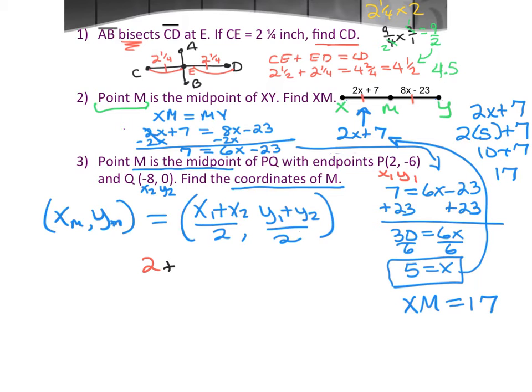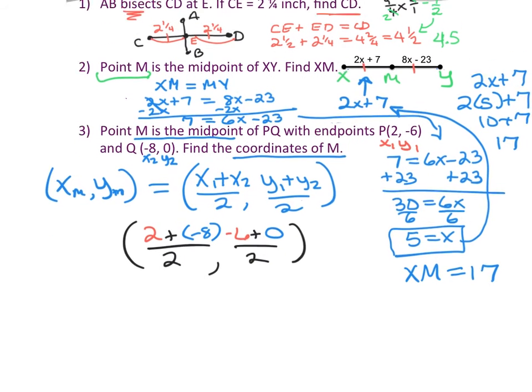My x2 is negative 8, and then it's divided by 2. Then I'll do the same thing for the y. y1 is 6, negative 6, plus y2, which is 0, divided by 2, part of the formula.